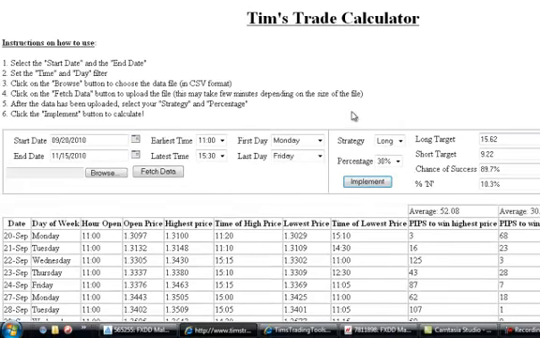So there you go. That's the euro at 1 o'clock in the morning, and I hope you've enjoyed this demonstration.